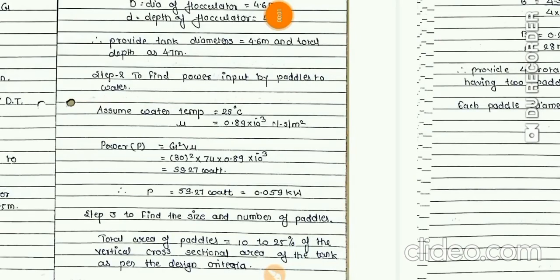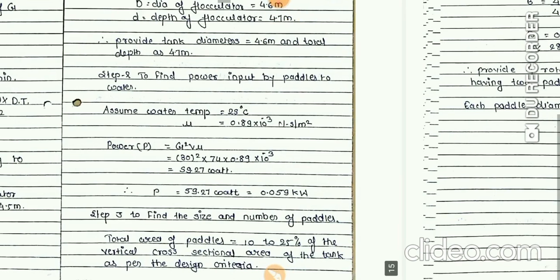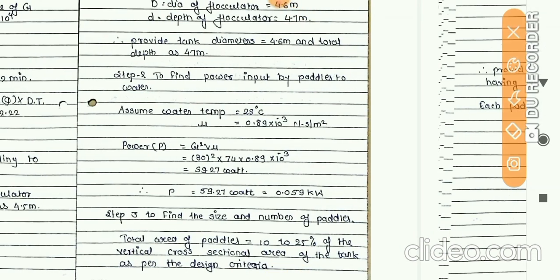Now step number 2, that is to find the power input by paddle to water. In the given problem, the water temperature is assumed, so we have to assume the viscosity, that is the absolute viscosity. Absolute viscosity is 0.89 × 10⁻³ Newton second per meter square.